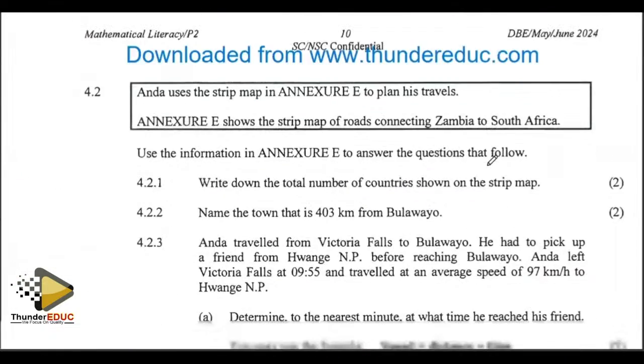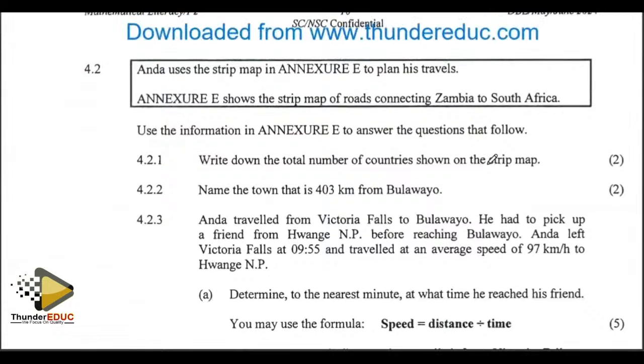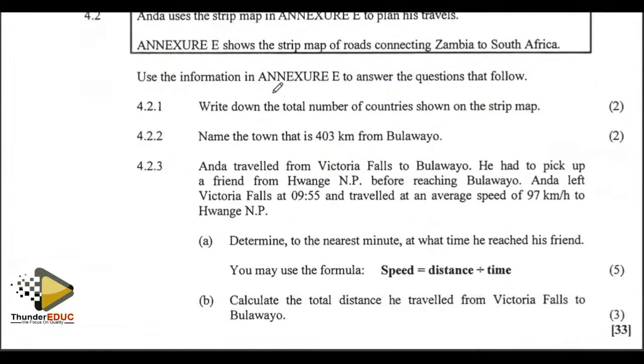Question 2. Anda uses a strip map in Annexure A to plan his travels. Annexure A shows the strip map of the roads connecting Zambia to South Africa. Use Annexure A to answer the questions that follow. Write down the total number of countries shown on the strip map.